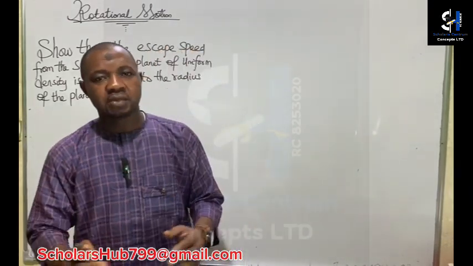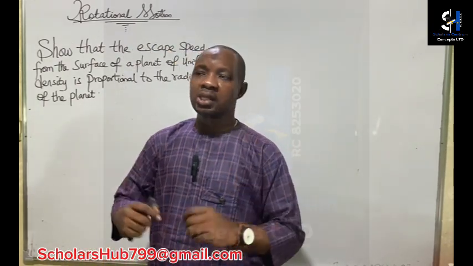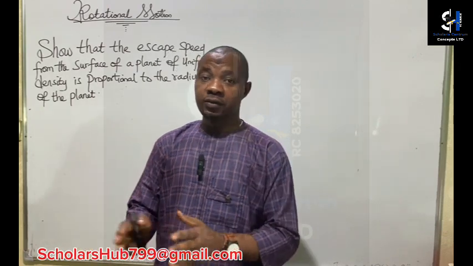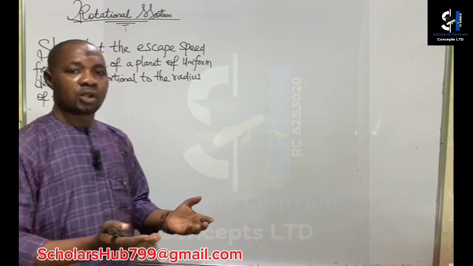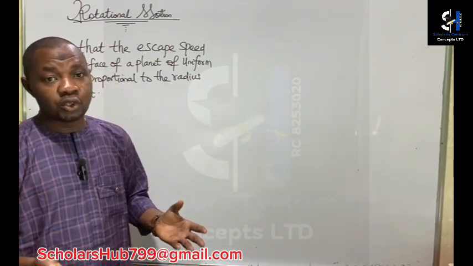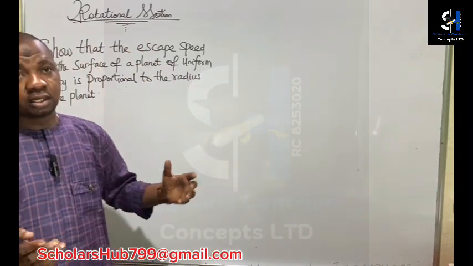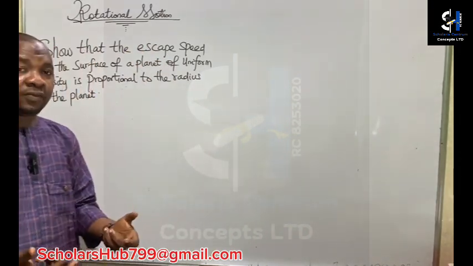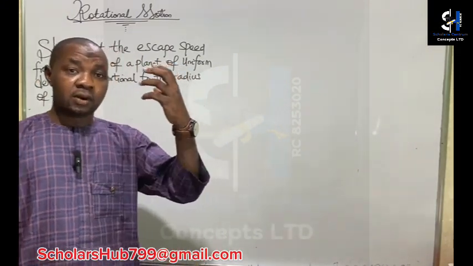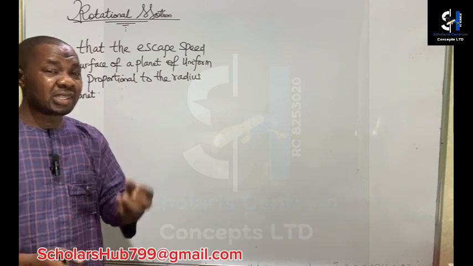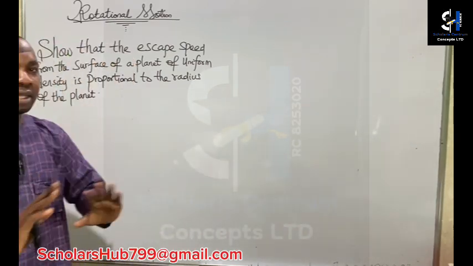Now, what is escape speed? Escape speed is when we have an object projected upward from the surface of the Earth with a large enough velocity. When an object is given a large enough velocity to escape from the gravitational pull of the Earth, the velocity is called escape velocity. So if we have an object of mass m projected upward from the surface of the Earth with a large enough velocity, then it can soar off into space and never return.